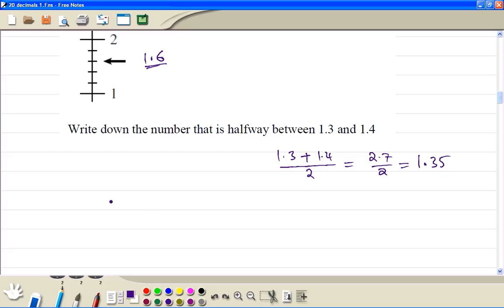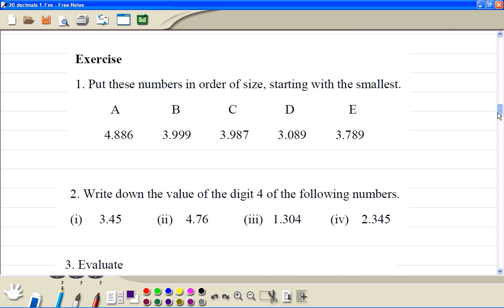Or think of the number line. So if it's 1.3 here, 1.4 there, the number in the middle is 1.35. Now try this exercise yourself. When you've done it, then watch the clip.